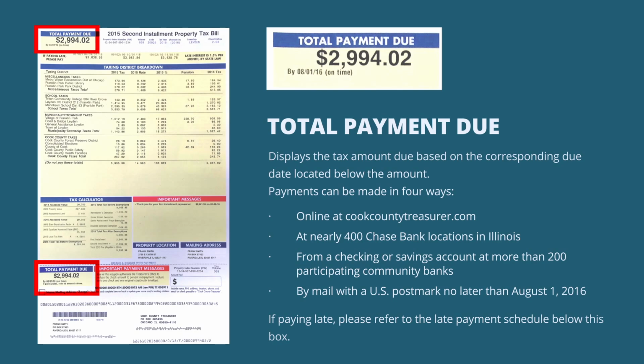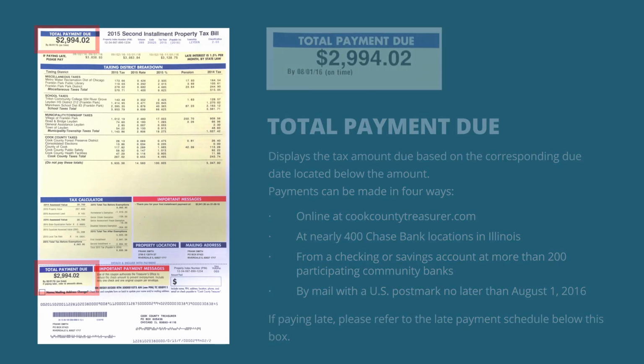Payments can be made in 4 ways. Online at cookcountytreasurer.com, at nearly 400 Chase Bank locations in Illinois, from a checking or savings account at more than 200 participating community banks, by mail with a U.S. postmark no later than August 1st, 2016. If paying late, please refer to the late payment schedule below this box.